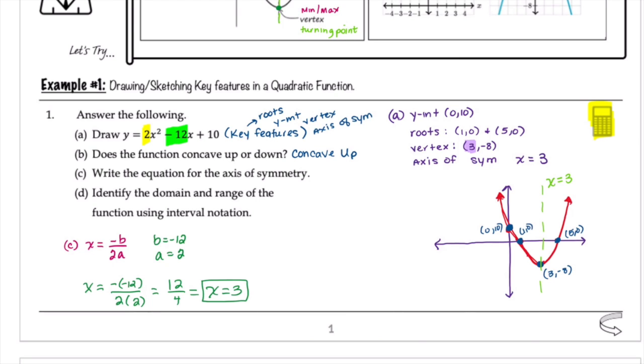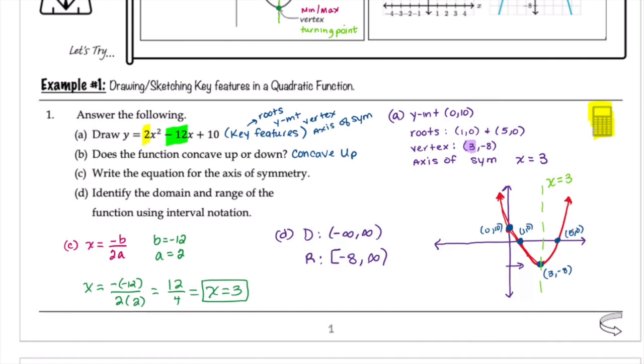For part D, we are finding the domain and the range of the given function using interval notation. So the domain of any polynomial is always all real numbers, so negative infinity to positive infinity. The range for this function starts at the minimum y value, which is right here at negative 8. It is included, and we are going to positive infinity.